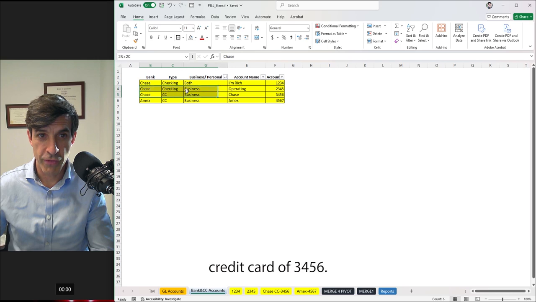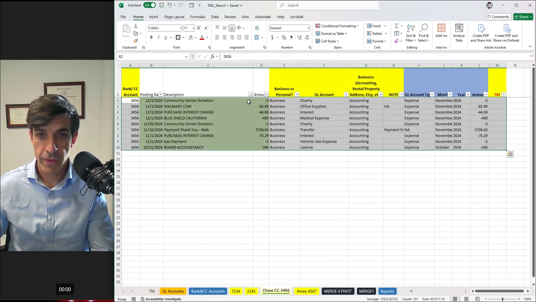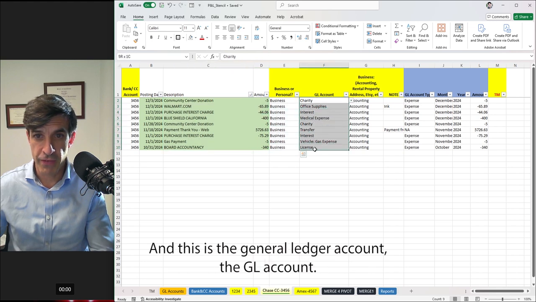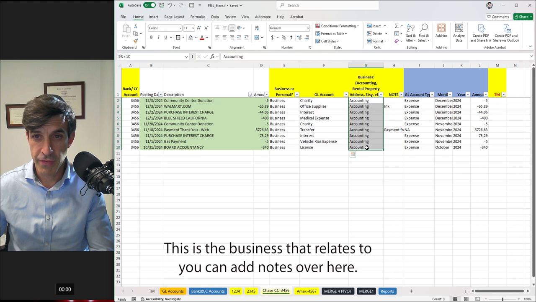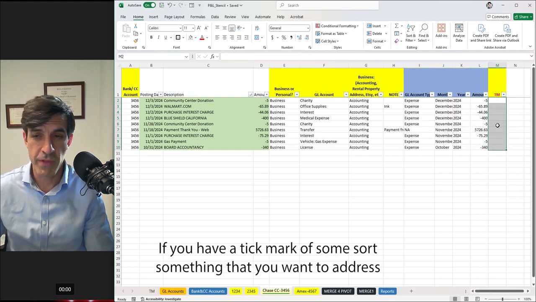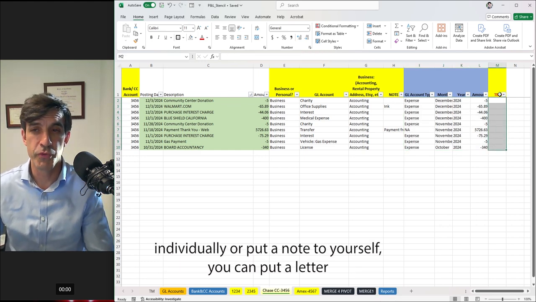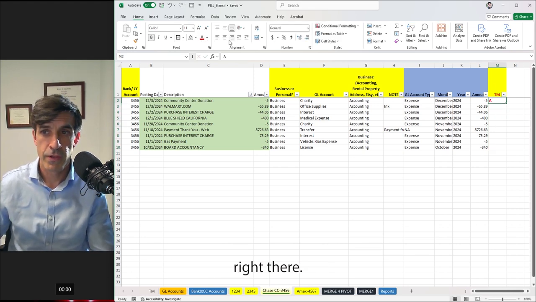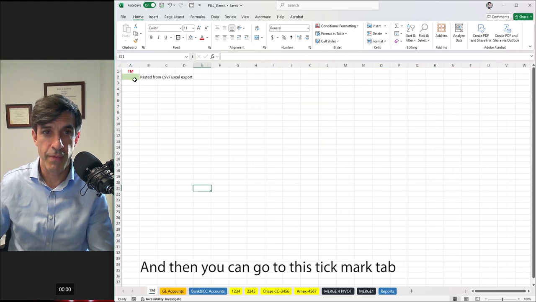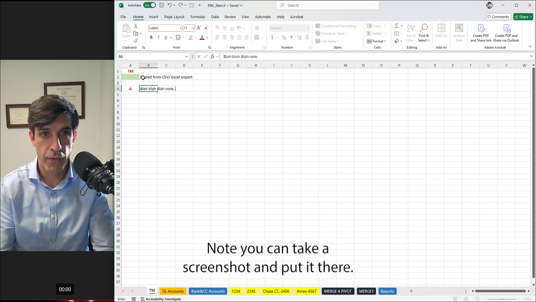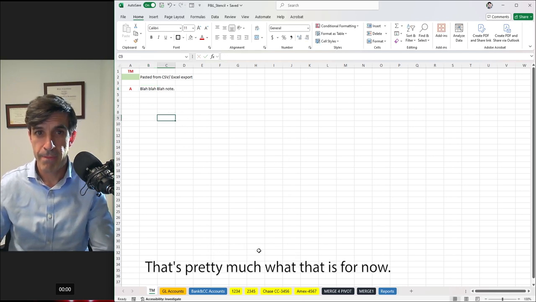Looking at the bank account, you have the Chase credit card of 3456. All very similar, identifying that these are all business related. This is the general ledger account, the GL account. This is the business it relates to. You can add notes over here, and then these are automatic. If you have a tick mark of some sort, something that you want to address individually or put a note to yourself, you can put a letter right there. And then you can go to this tick mark tab and put the letter A, and you can say blah, blah, blah, note. You can take a screenshot and put it there. That's pretty much what that is for.